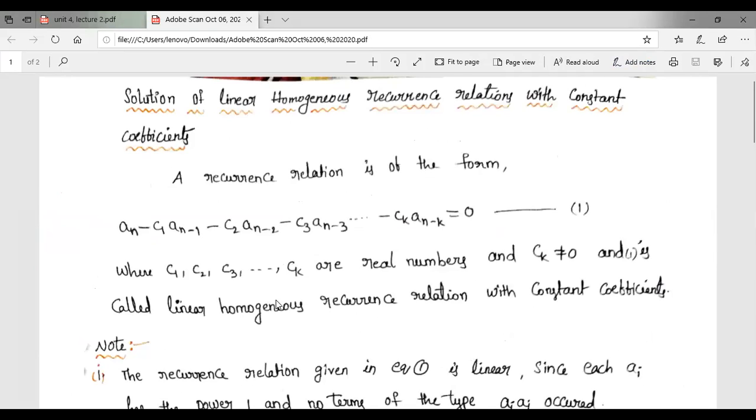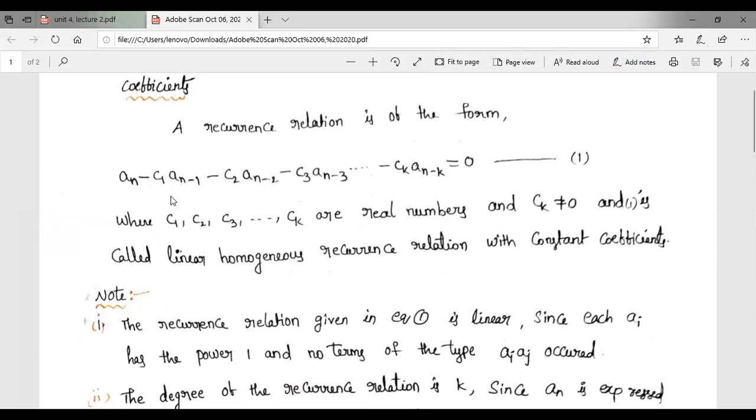So see here, a recurrence relation is of the form a_n minus c1 a_(n-1) minus c2 a_(n-2) minus c3 a_(n-3) and so on minus ck a_(n-k) is equal to 0. Let it be equation 1. Here c1, c2, c3 and so on ck are real numbers and ck not equal to 0. And equation 1 is called linear homogeneous recurrence relation with constant coefficients.